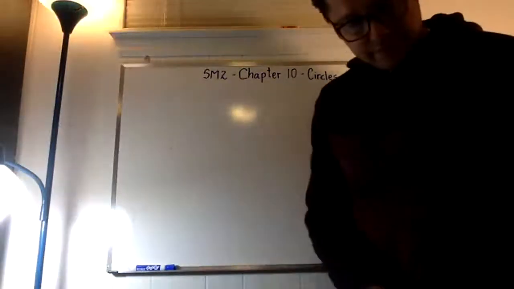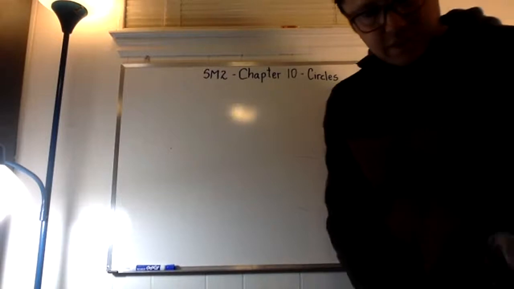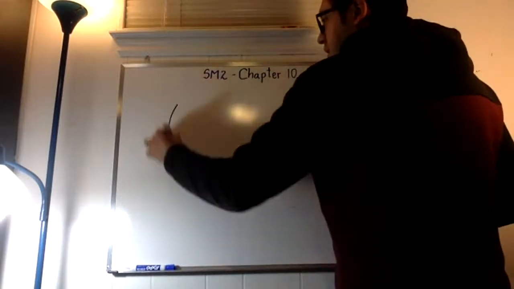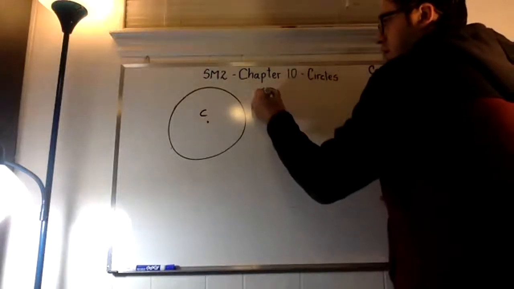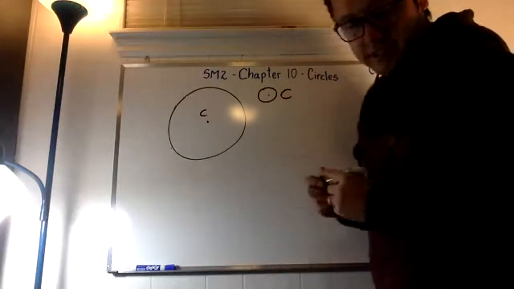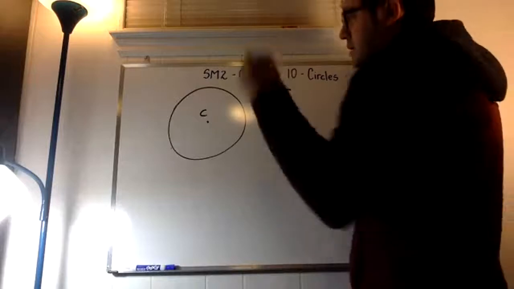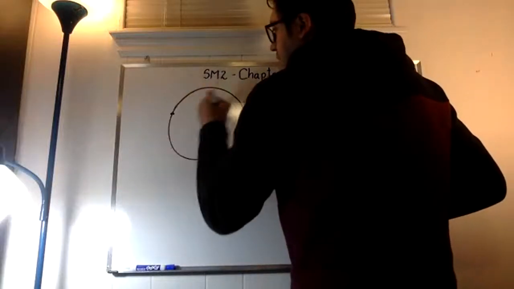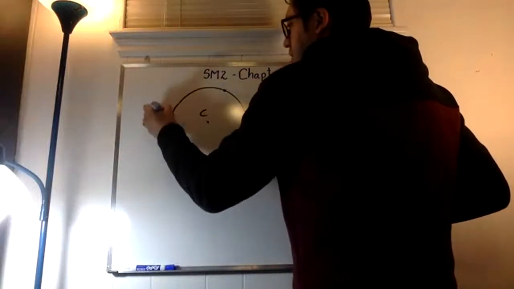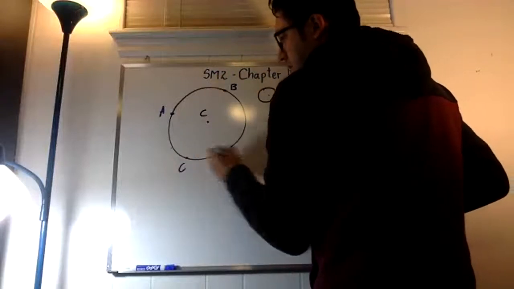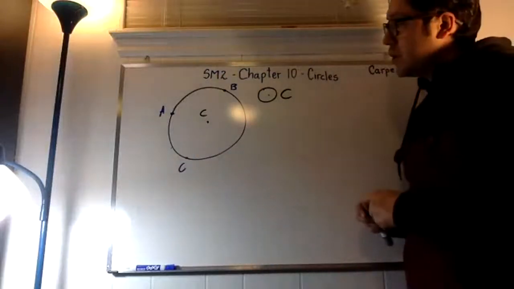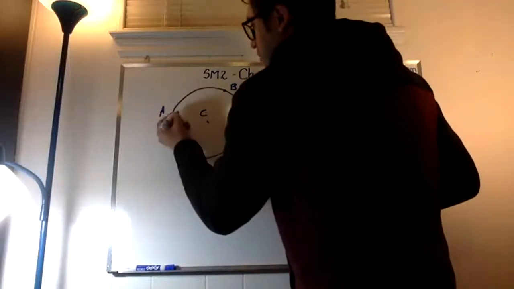So we have circle C. All right, circle C. And from circle C, we're going to locate 2 points. Well, actually 3. We're going to talk about A, B, and C. So let's draw the radii.